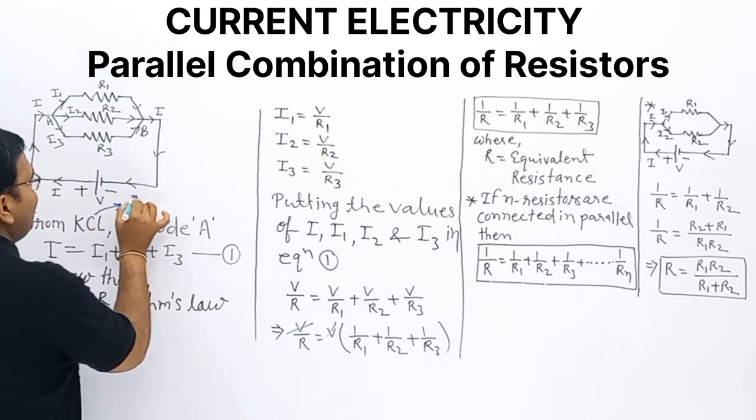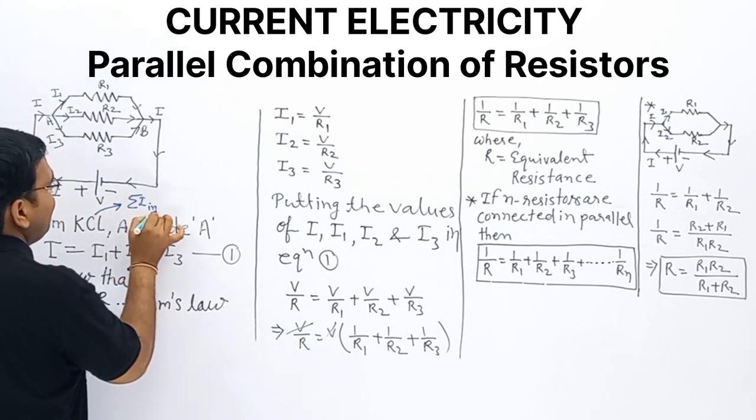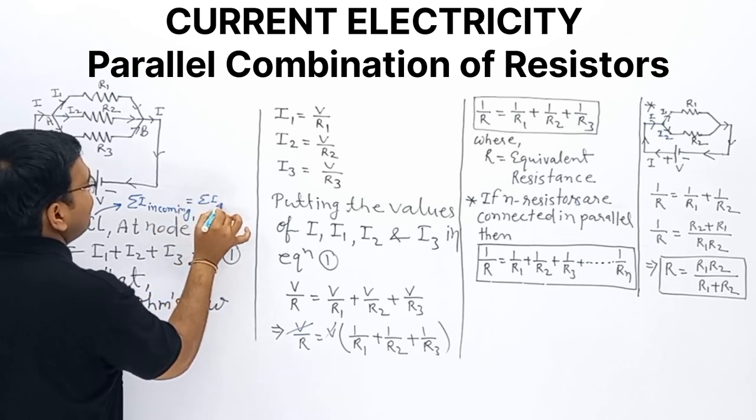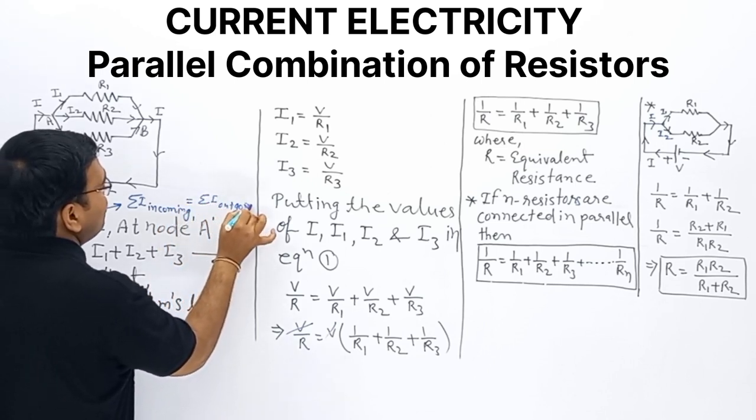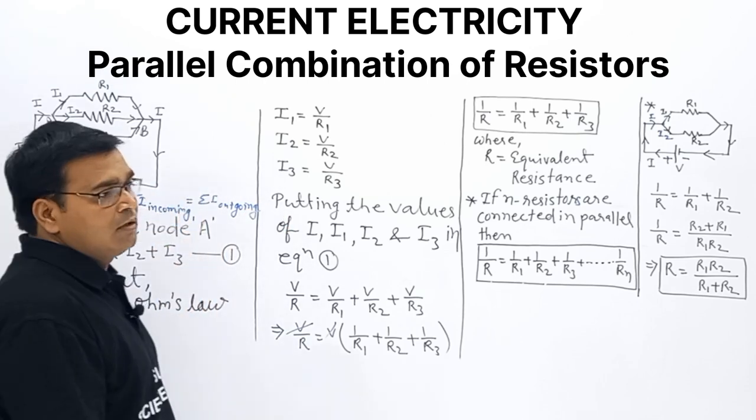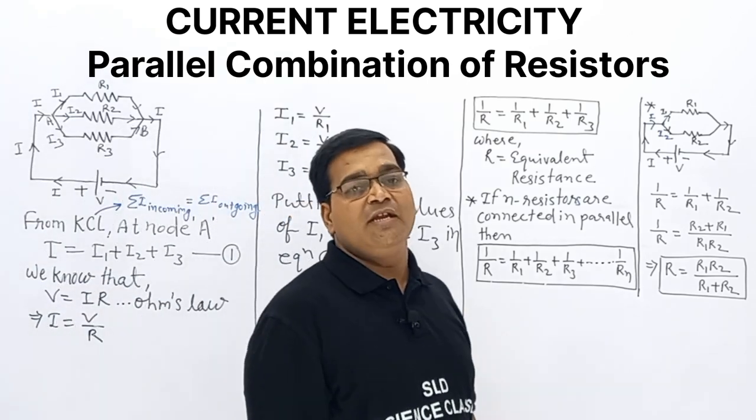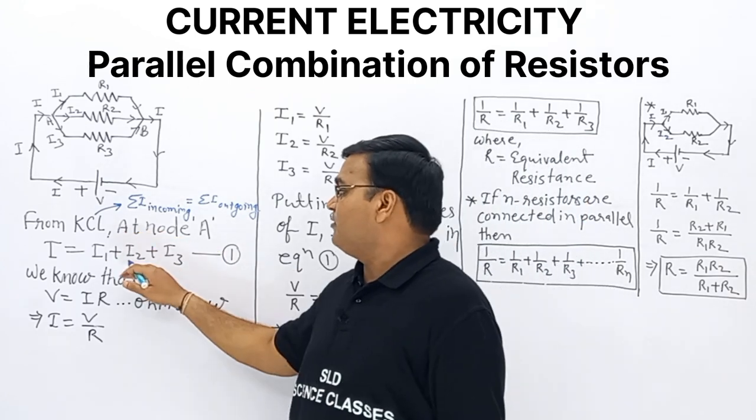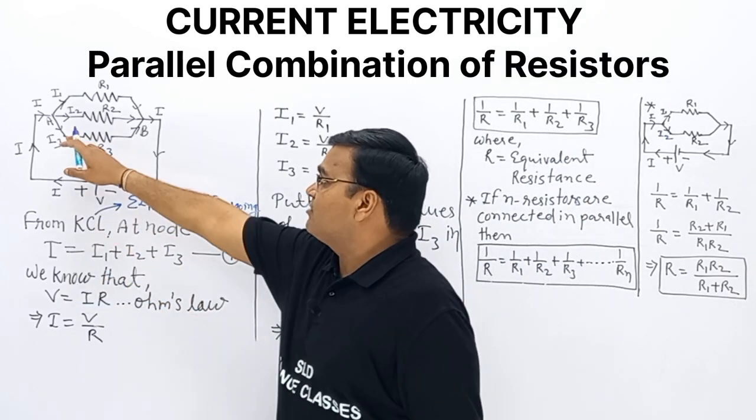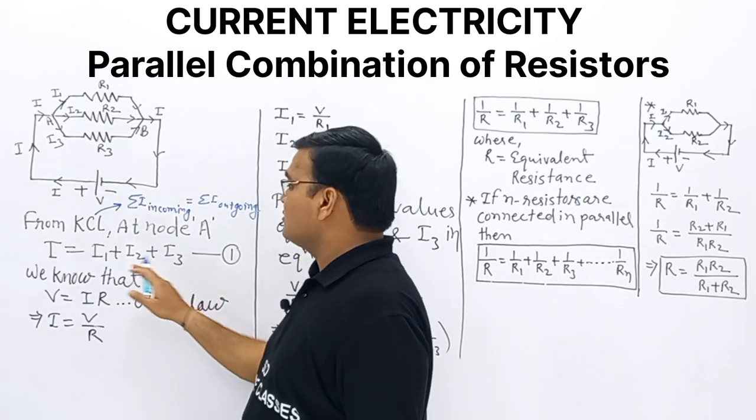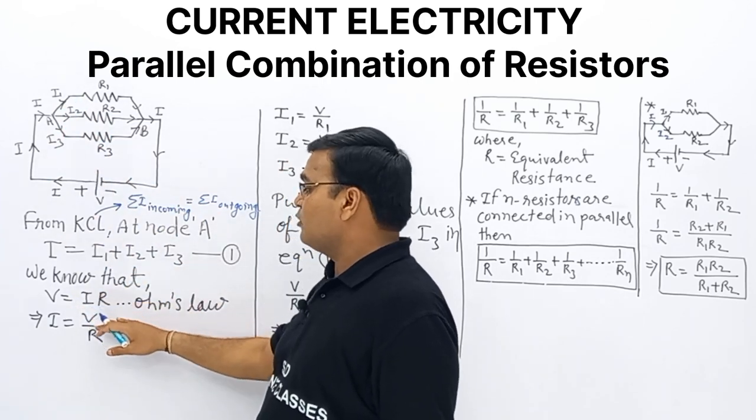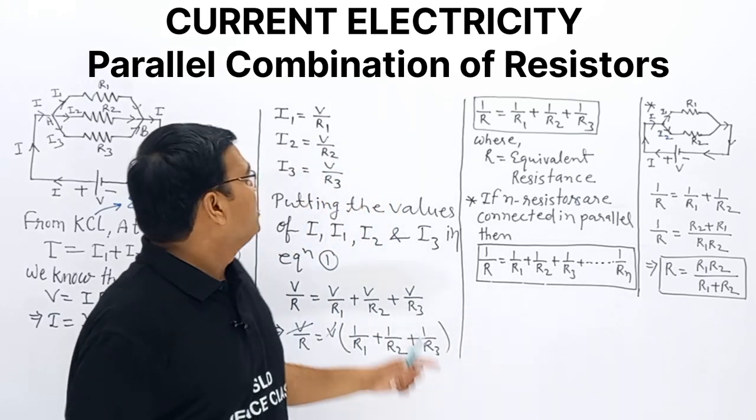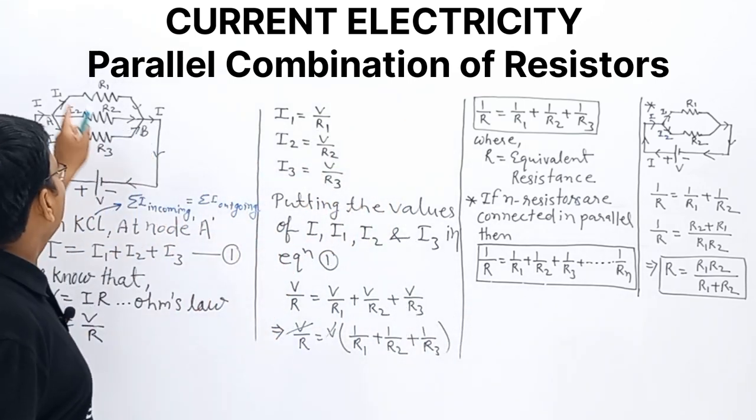What is KCL? At the node, the summation of incoming current must equal the summation of outgoing current. We use this node: I is coming in, and I1, I2, I3 are outgoing currents. We write this. Then we use Ohm's law, solving for current I, which is the ratio of voltage to resistance.